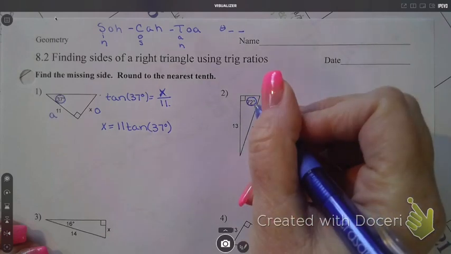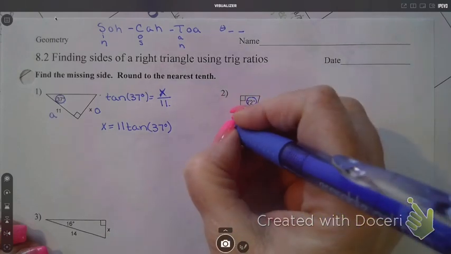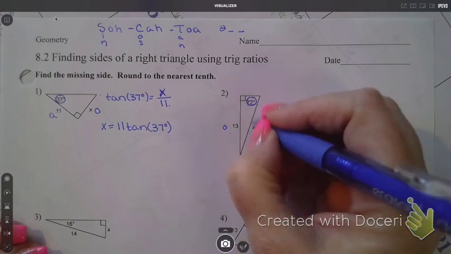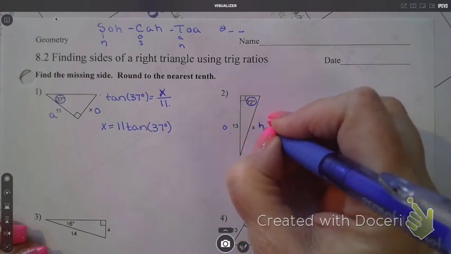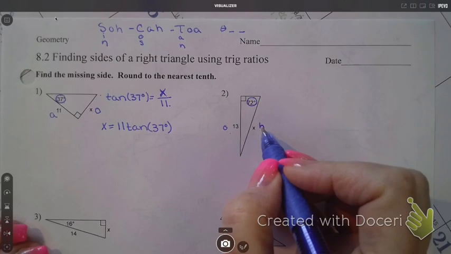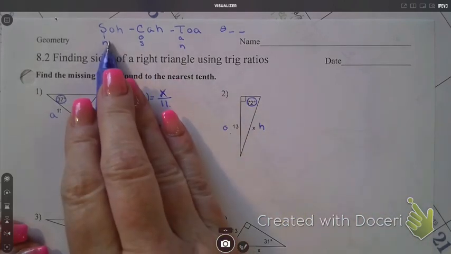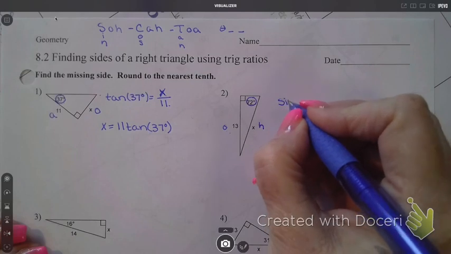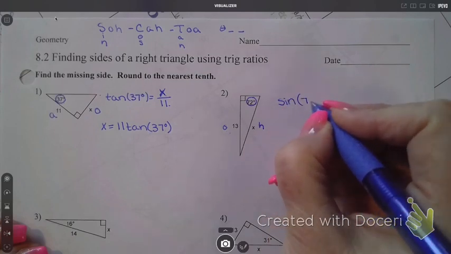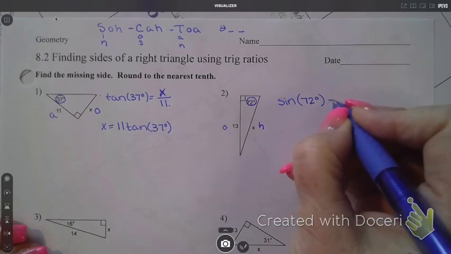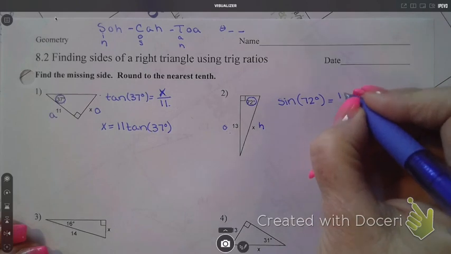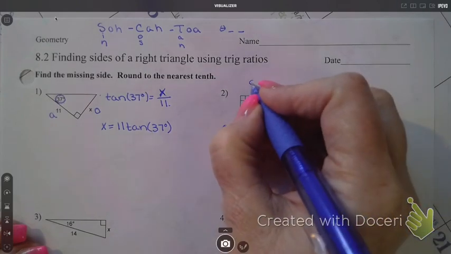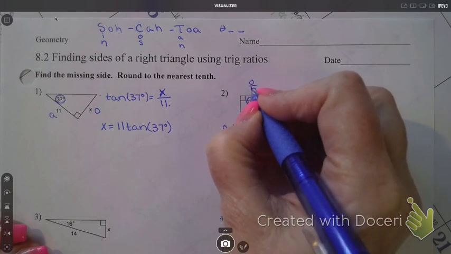Okay, so the next one, we're going to circle 72. 13 is opposite. And X is adjacent. Nope, X is the hypotenuse. So I have opposite and hypotenuse, so it is sine. See how we're picking? So sine of 72 degrees equals opposite 13 over X. Now, if you need to put O over H right here, is that okay to do? Yeah.